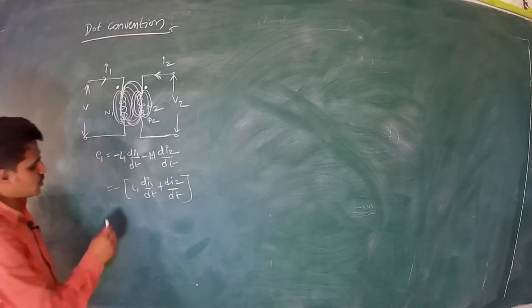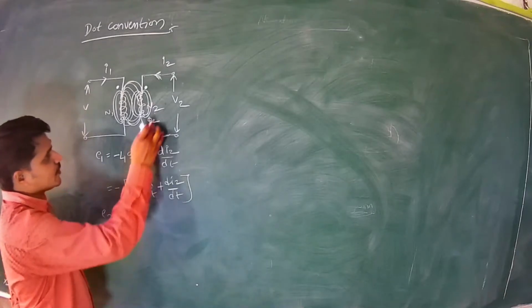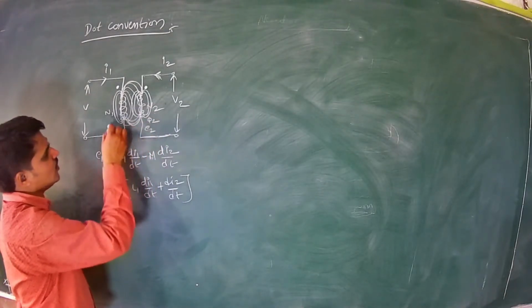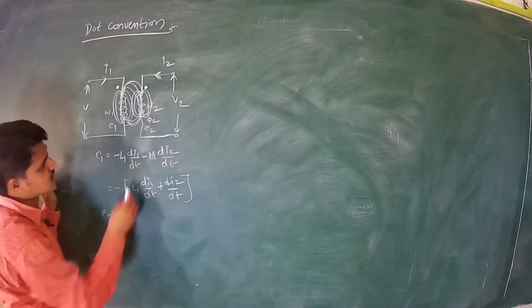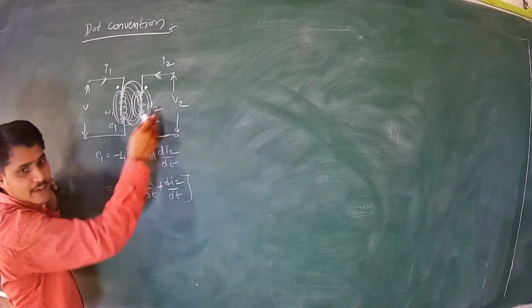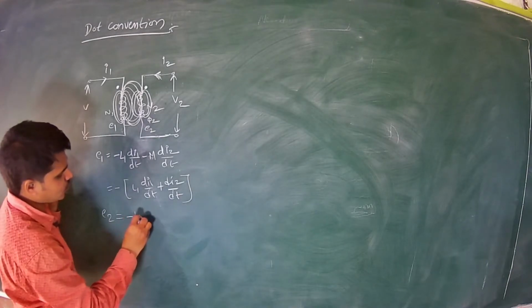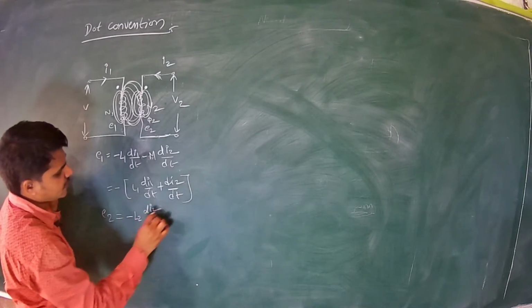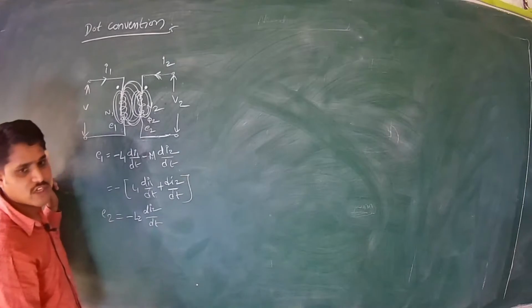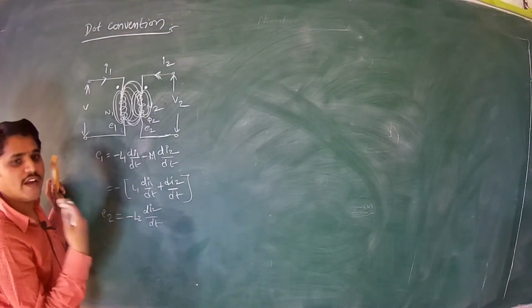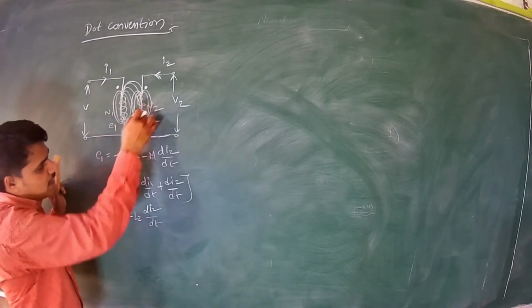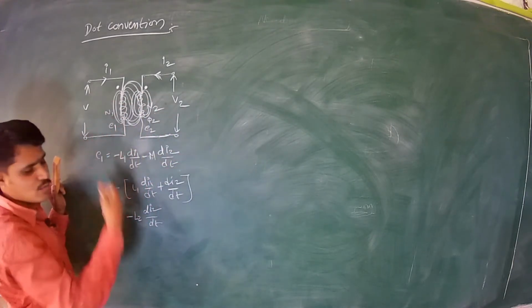Now what is the induced EMF in coil 2? Let us take E2. The EMF in the second coil is E2, and in the first coil it is E1. Due to the self-inductance property of the second coil, minus L2 into di2 by dt. This is the self-induced EMF in the second coil. The rate of change of flux linkages with respect to the current flowing through the other coil gives the mutual induced EMF; the same coil gives the self-induced EMF.